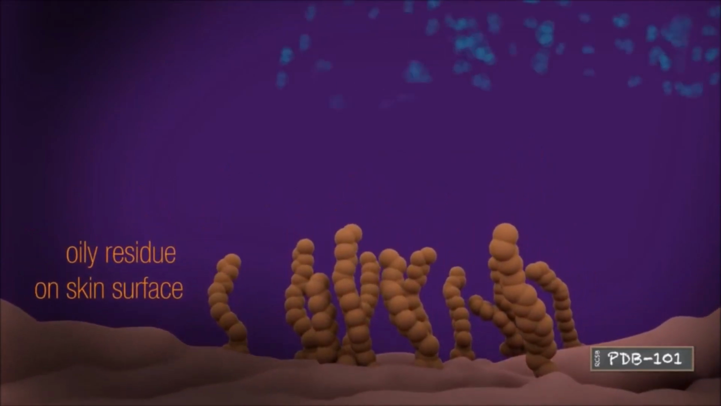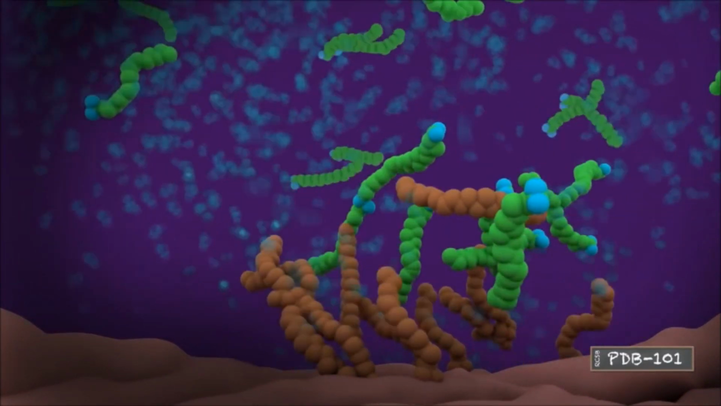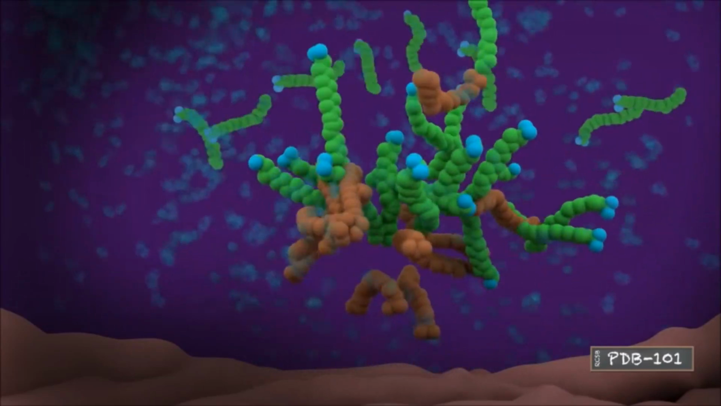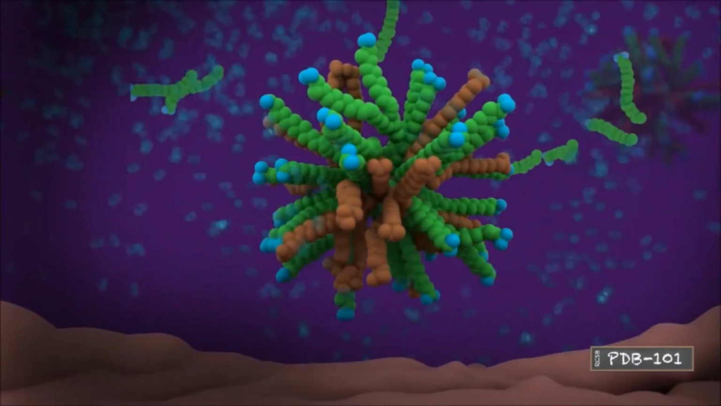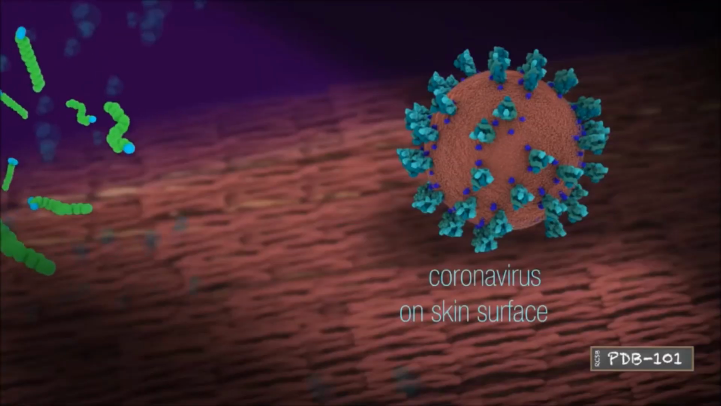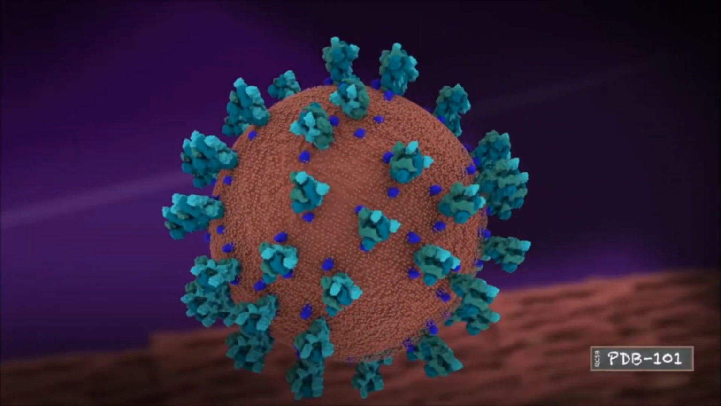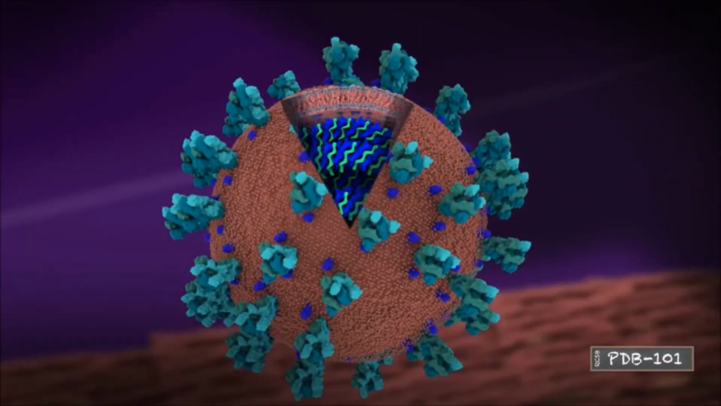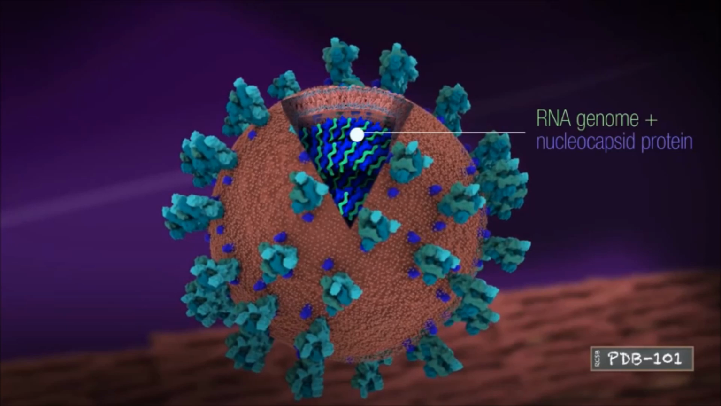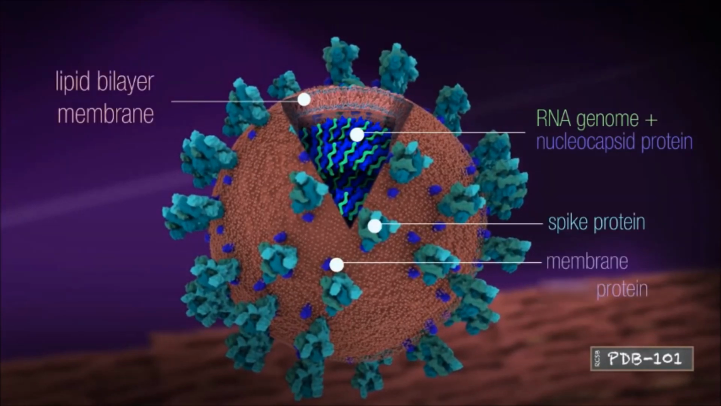This is the basis of how soap works. When soap molecules encounter lipid particles on our skin, the tails aggregate around them to form spherical structures called micelles, creating a water-free environment. Similar things happen when they encounter enveloped viruses such as coronavirus. Enveloped viruses carry their genome and supporting proteins inside a lipid bilayer membrane, with the proteins necessary for infection embedded in the membrane.